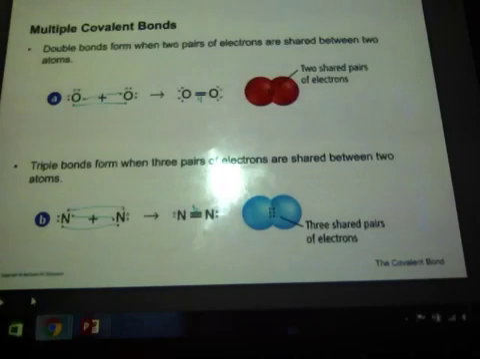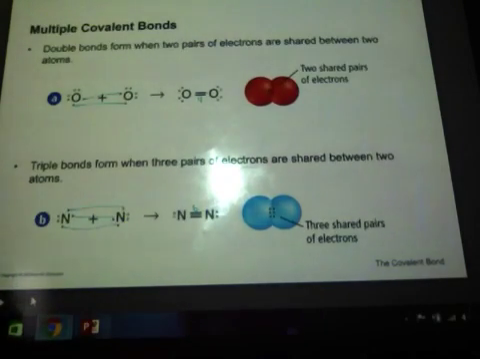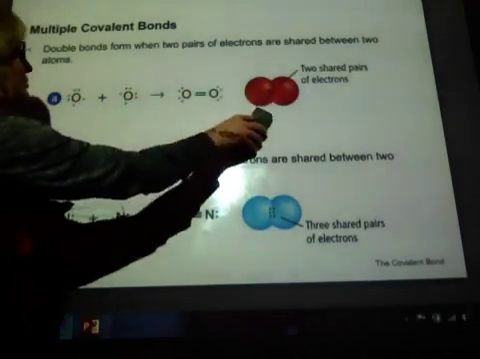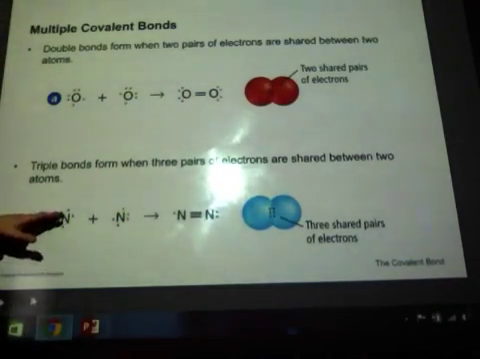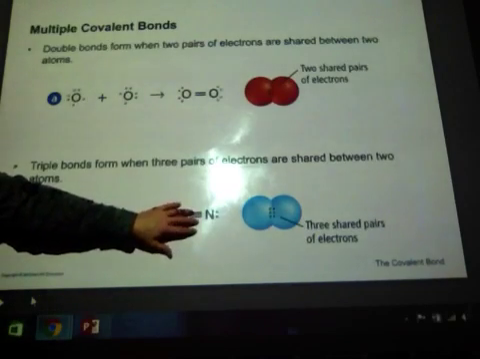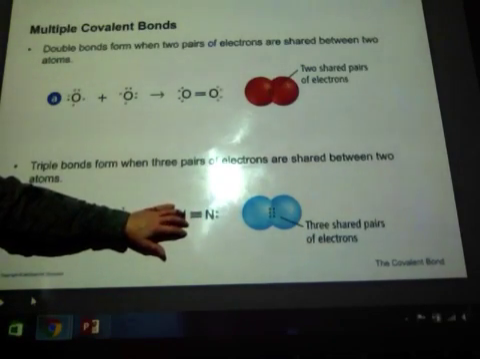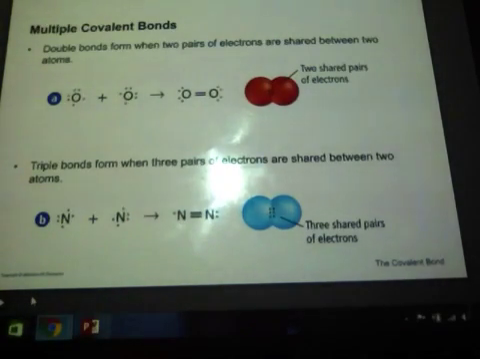So I have single, double, triple. Which one do you suppose is the strongest? A triple bond. It's like having 3 rubber bands holding something together as opposed to 1. So nitrogen, like in biology, we talked a little bit about the nitrogen cycle, like lightning can kind of break this apart. Nitrogen bonds are very hard to break apart, so it needs some type of energy to break those bonds.